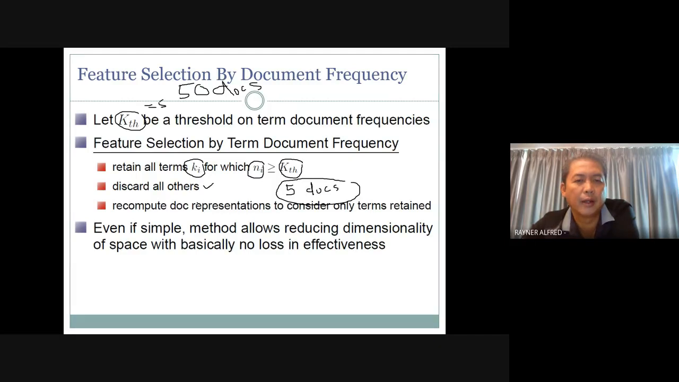And then we will recompute the document representation to consider only the terms that are retained. So for your TF-IDF, all the keywords that do not fulfill this will be removed. This will reduce the dimensionality of your space by removing some of the features that you have.